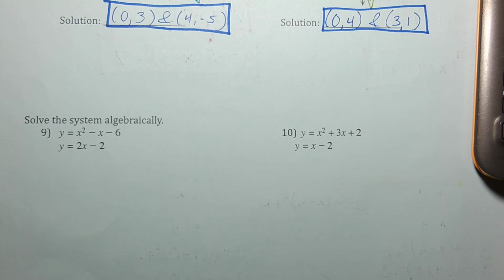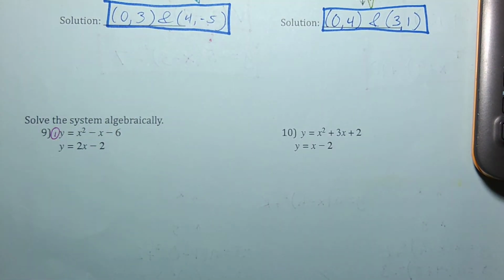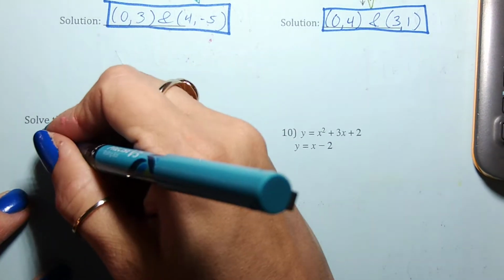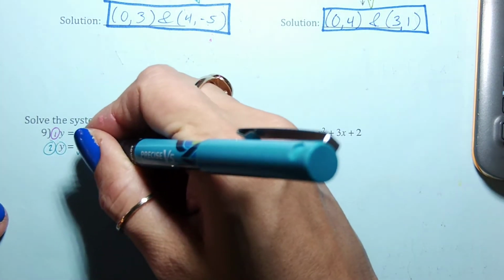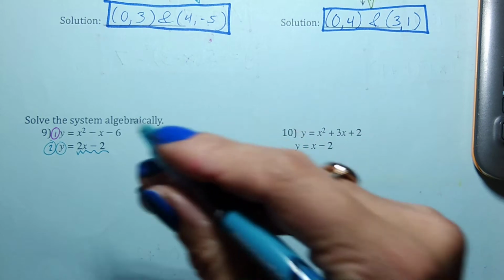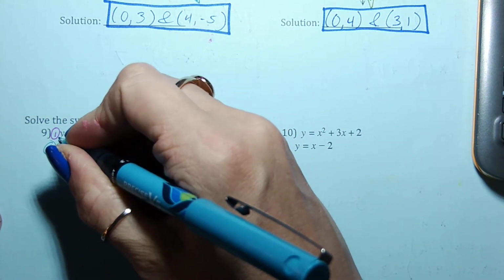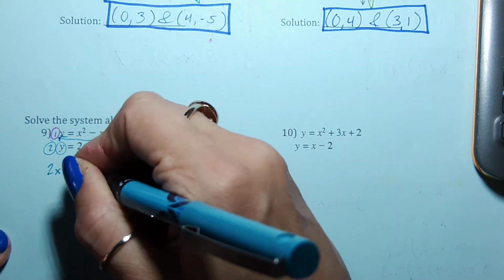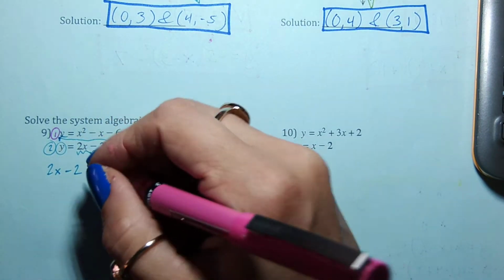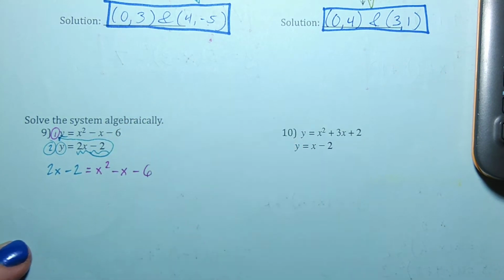For number 9, we've got a quadratic for the first one. Quadratic y value equals stuff. And then we've got the linear y value equals stuff. Normally I try to take the linear function's stuff and plug it in for y in the quadratic. So 2x minus 2 equals x squared minus 6.